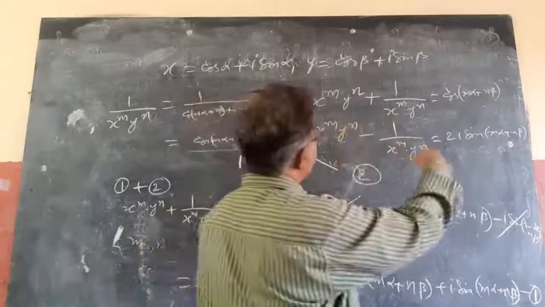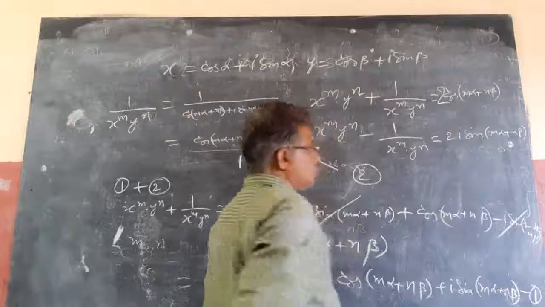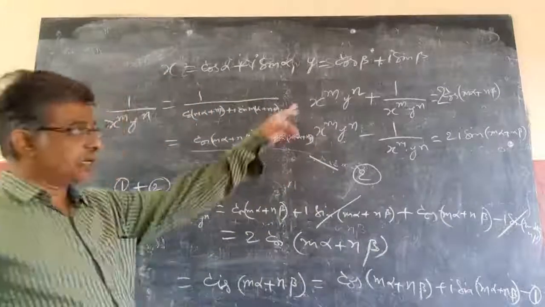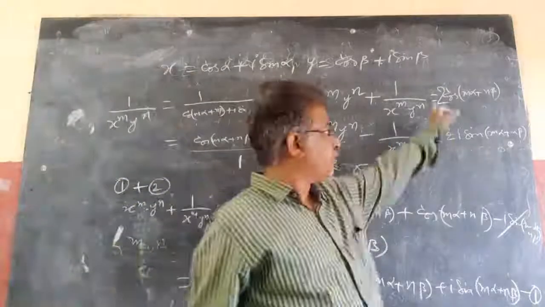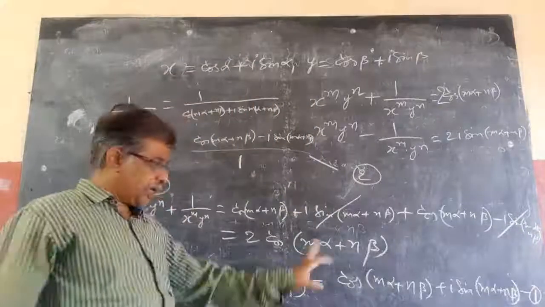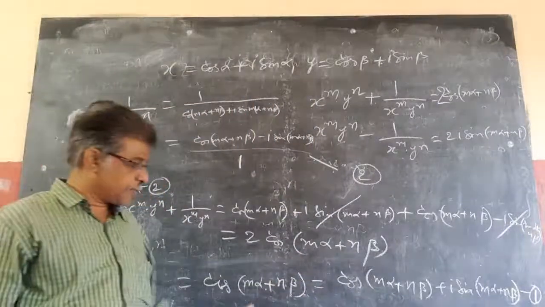Okay, that only is asked to prove. So 2 cos m alpha plus n beta I have done, because here I have 2, here I forgot. Okay, 2 cos m alpha plus n beta, hence proved.